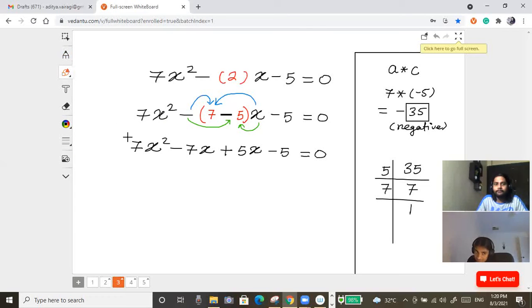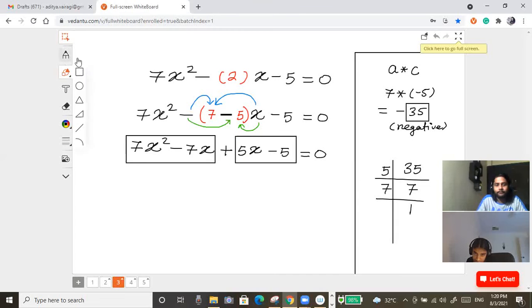Now we do one thing. We just group it in pairs. We make two pairs right now and we try to take something as common. So in the first group, you may see that 7 as well as x, they both are common. So we may take 7x common. So what is left here? Can you tell me?